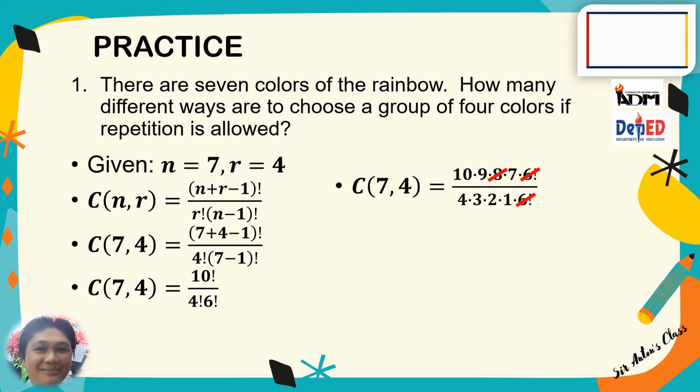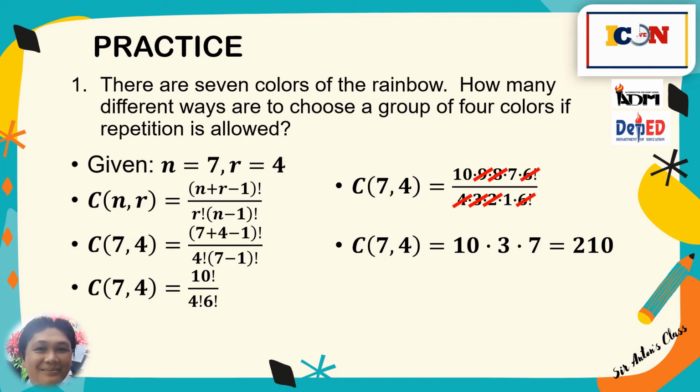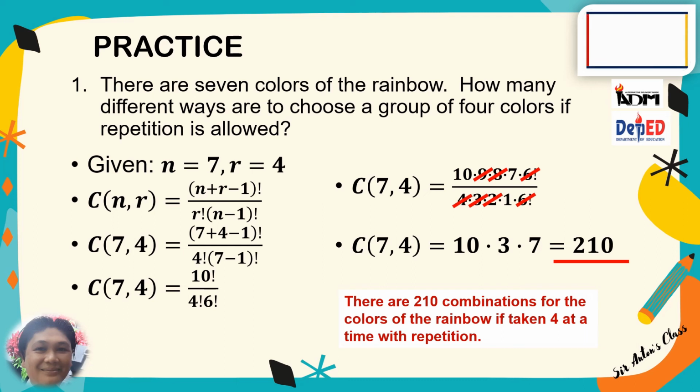We can divide 8 by 4 times 2, that's 1. Also, we have 9 divided by 3, so that is 3. So what's left is 10 times 3 times 7, and that is 210. Therefore, there are 210 combinations for the colors of the rainbow if taken 4 at a time with repetition. Okay, I hope this is clear with you.